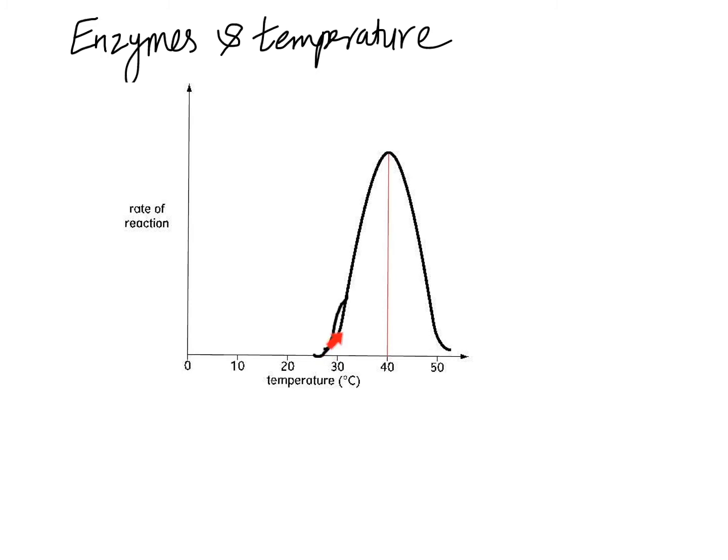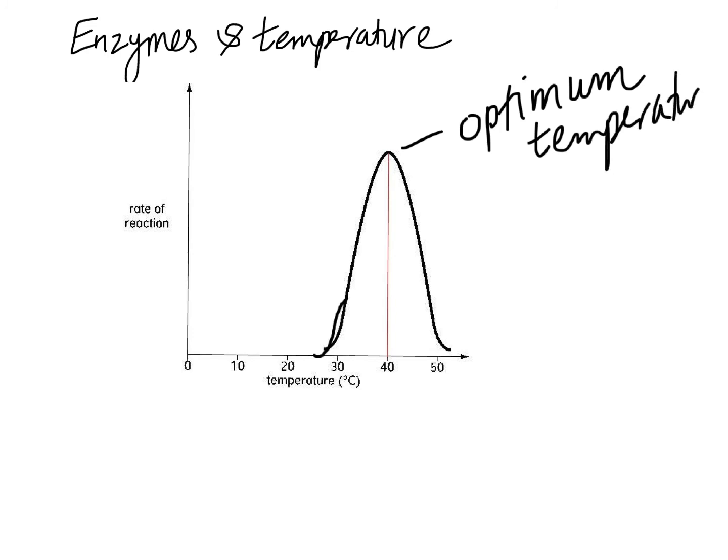As you see here in this graph, it increases up to that point. So at 40 degrees, we call that the optimum temperature for the enzyme to work. Optimum means the most suitable temperature for the enzyme to work. This is true for many enzymes in the human digestive system because at higher temperatures they denature.